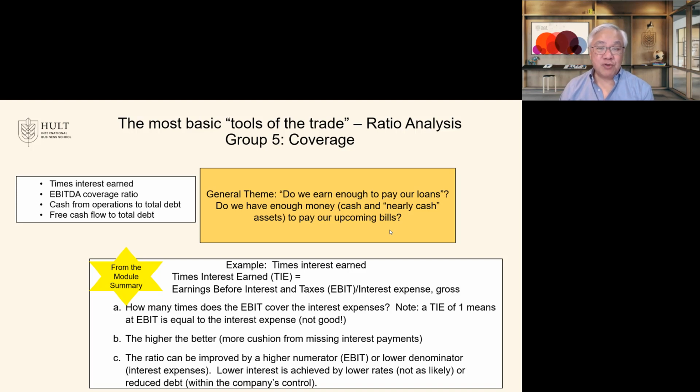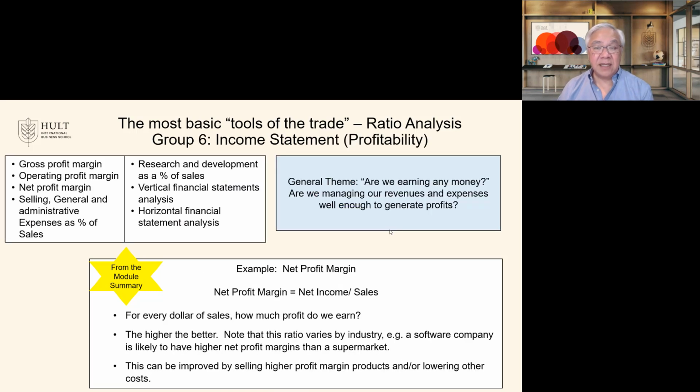If the ratio is trending in the wrong direction, it can be improved simply by looking at the formula. If the numerator goes up, that means your profits are higher. That's good. The other is if our denominator goes down, namely lowering our interest expenses, then that's good. Or of course, a combination of increasing profitability and reducing our interest expense. TIE is one of the most important ratios to look at our ability, based on our current profitability, to pay our interest bills.